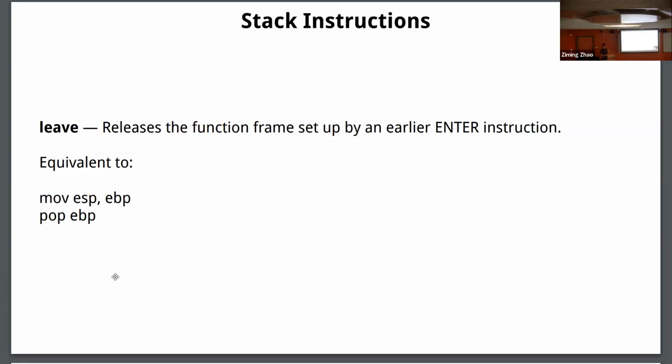The reverse operation of enter is called leave. This one will release the function frame set up by the enter instruction or those three instructions. The leave instruction is equivalent to these instructions: move the value from EBP to ESP, then pop EBP. The pop EBP here is moving whatever ESP points to in memory into the register EBP. So that just gives you a high-level view of those instructions. You don't have to remember them right now. Later, when we do demos and animations, you will understand more about what's going on.